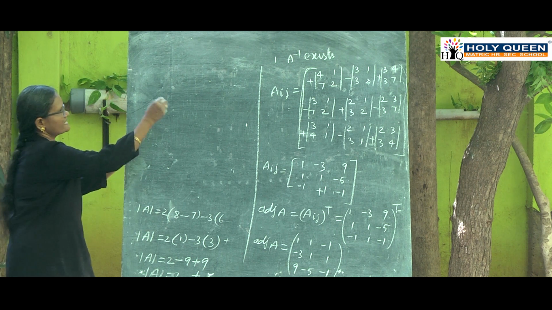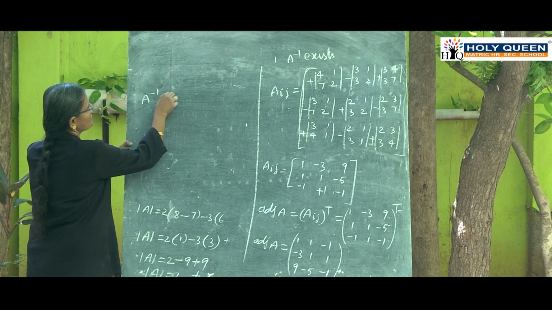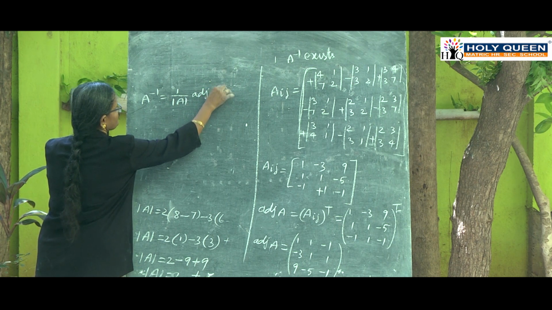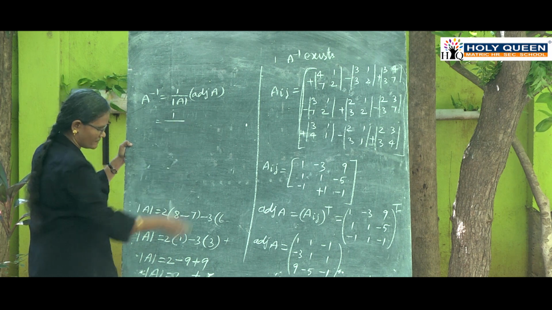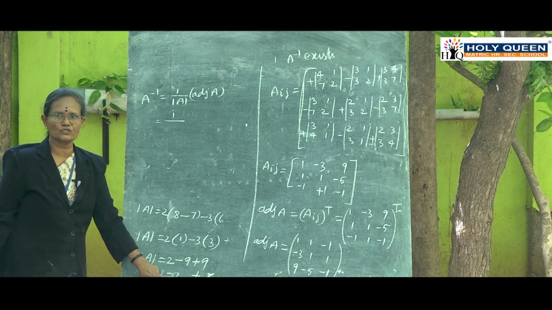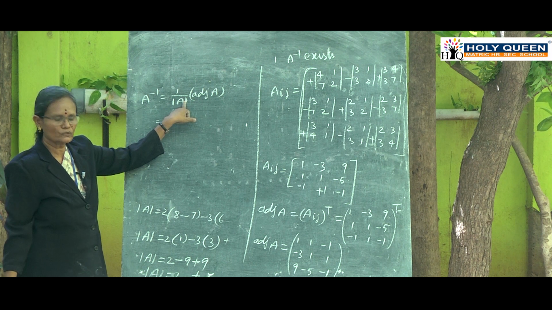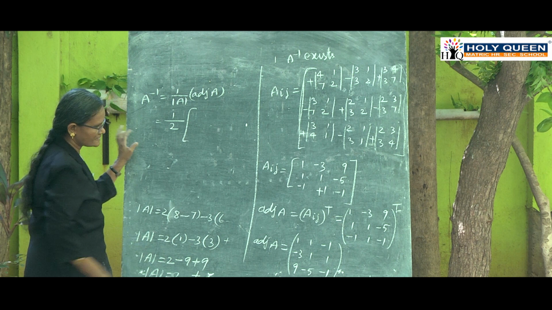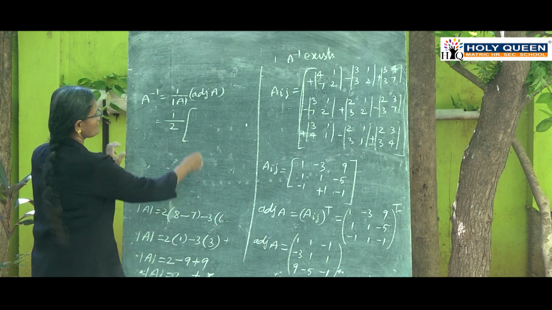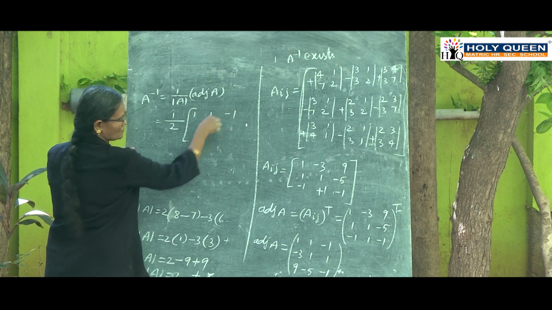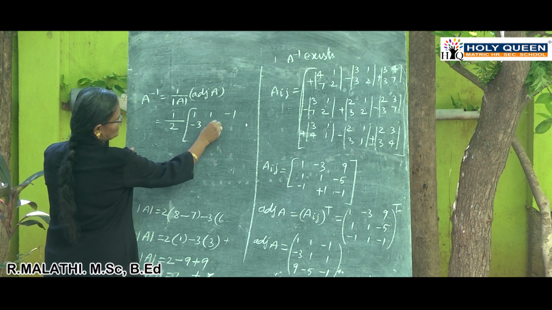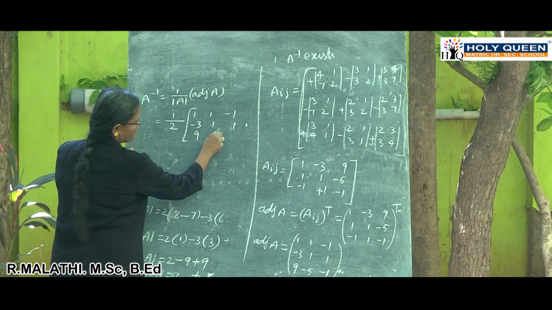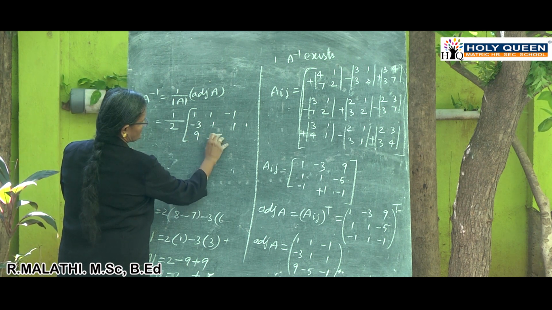The final step, we can find A inverse is equal to 1 by determinant of A into adj of A. The value of the determinant is 2. So, substituting the determinant of A, we get 2. What is adj of A? 1, 1, minus 1; minus 3, 1, 1; in the third row 9, minus 5, minus 1.